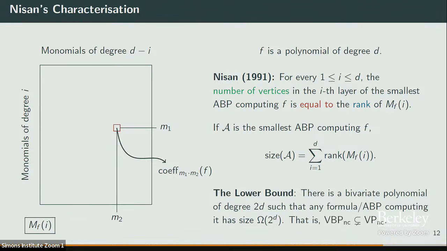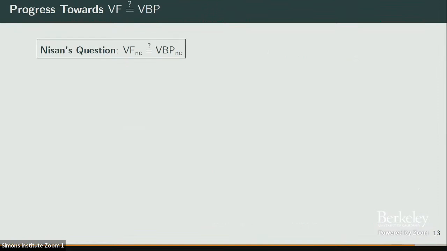Okay. But in some sense, we already have formula lower bounds in the non-commutative setting, except that this works for ABPs, which makes the question of VF versus VBP in the non-commutative setting extremely interesting. And till very recently, there had been hardly any progress towards this question, but in the last 2-3 years, there has been a lot of progress.